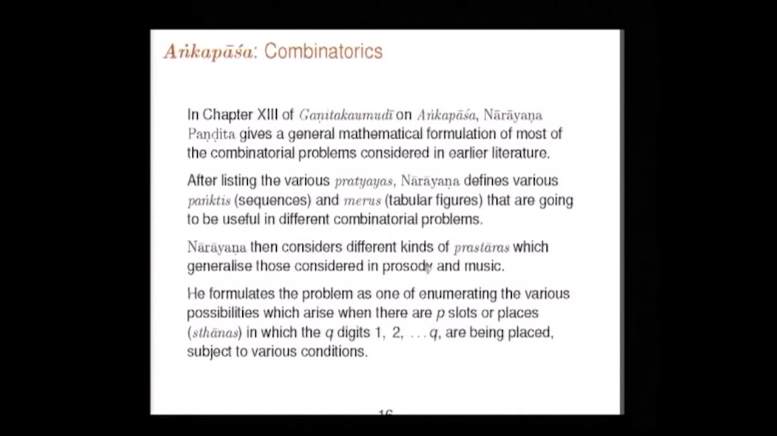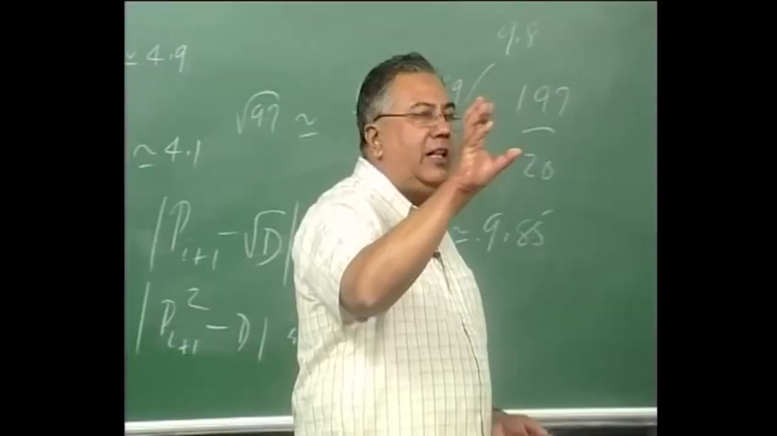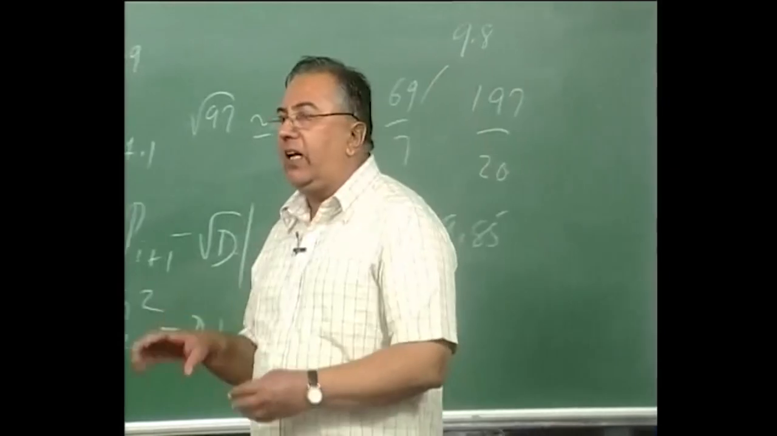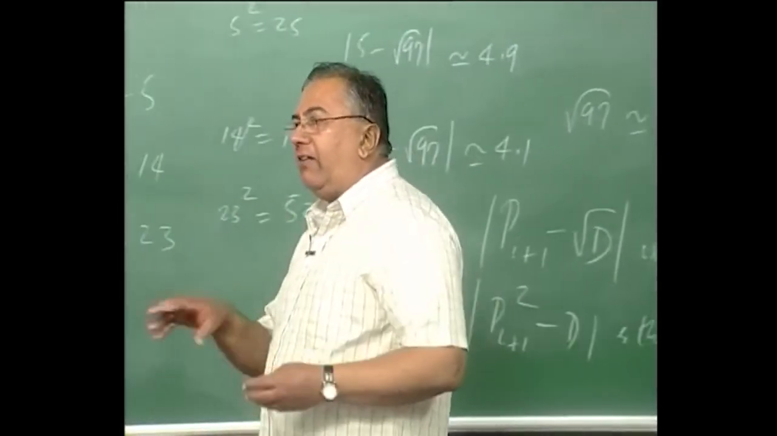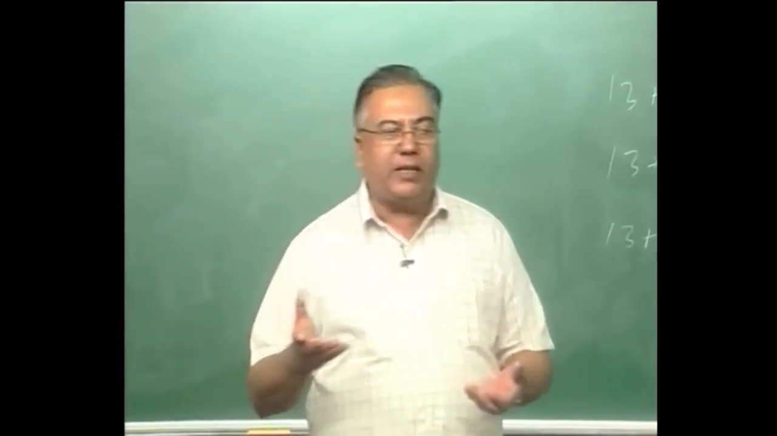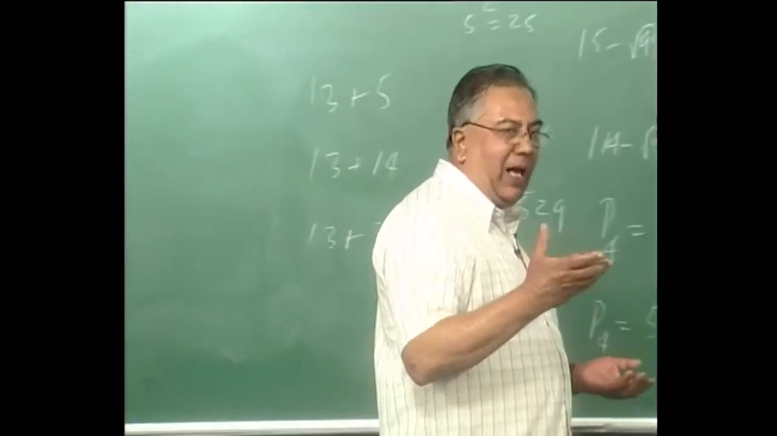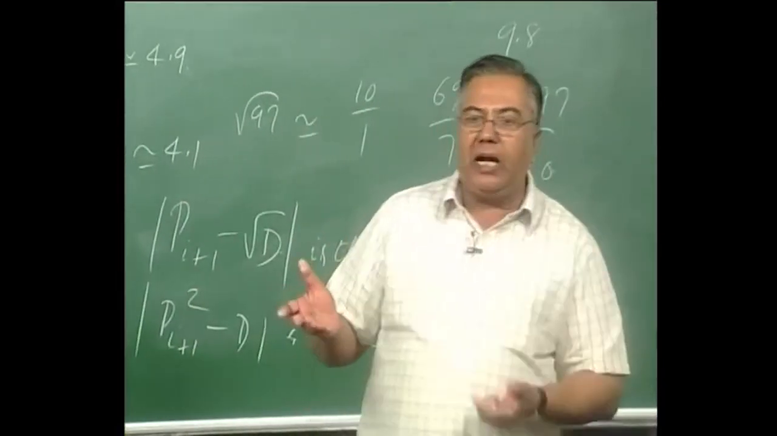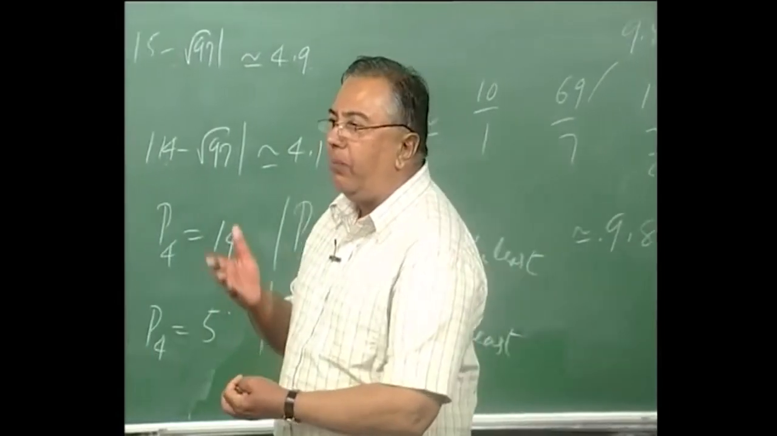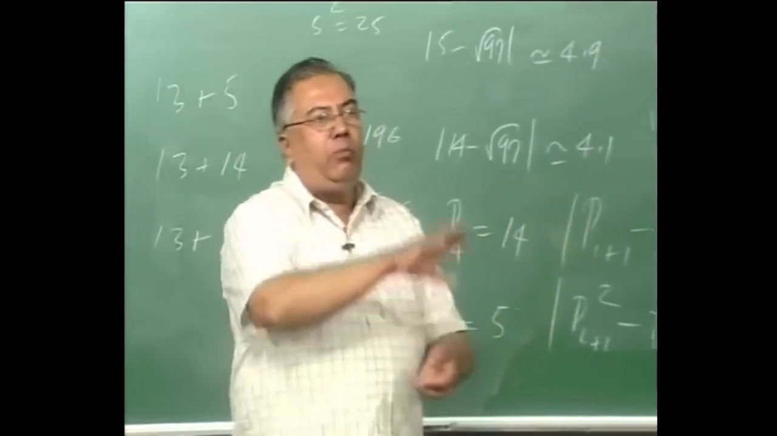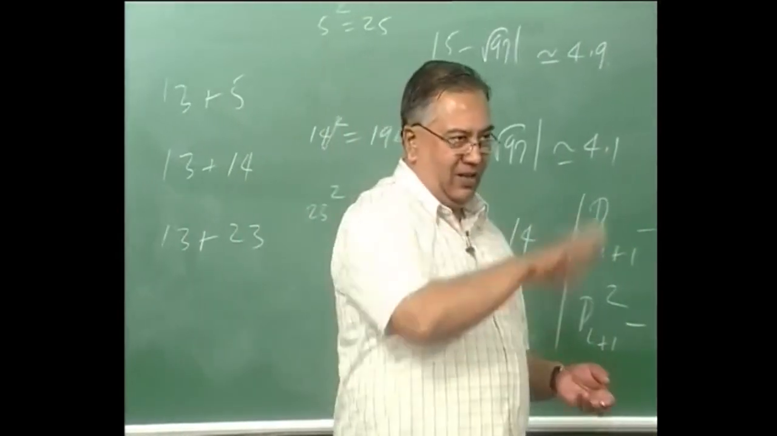The way he tries to pose the problem is the following. In Varnavritta, the objects were syllables and they were Laghu and Guru. In Matravritta, the objects were likewise Laghu and Guru. In permutation of Tana Prastara, the objects were Swaras, Sa Ri Ga Ma, and in Tala Prastara, the objects were the Talangas, the Druta, Guru, Laghu, Pluta. In each case, you were putting these objects in various orders.